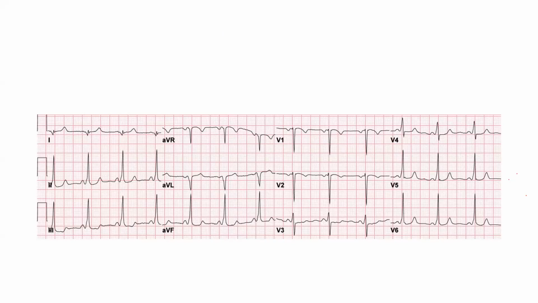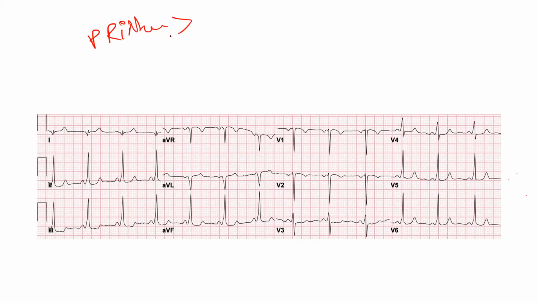Is the QRS complex present? Yes, it's present. It's narrow. Next question is whether there is a P wave. Yes, all QRS complexes are preceded by a P wave. What is the next question? So there are QRS complexes, P waves are present, and all P waves are followed by QRS complexes. Now the next thing you have to check is the PR interval.